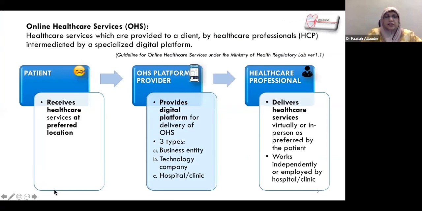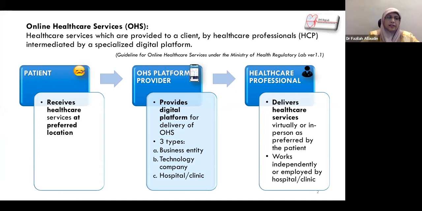This is the definition of online health services. It is healthcare services provided to a client by a healthcare professional, intermediated by a specialized digital platform. We came out with this guideline for online healthcare services under the regulatory lab, and there are three parties to this.